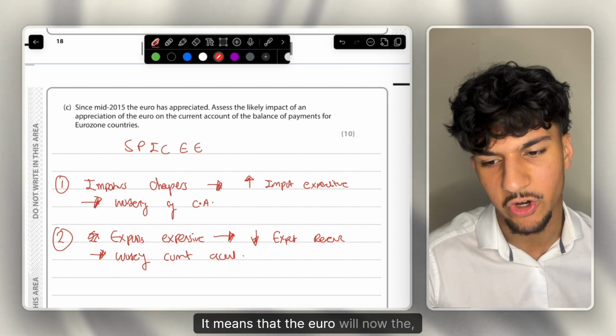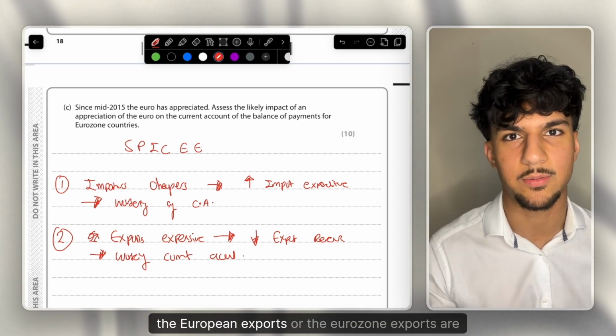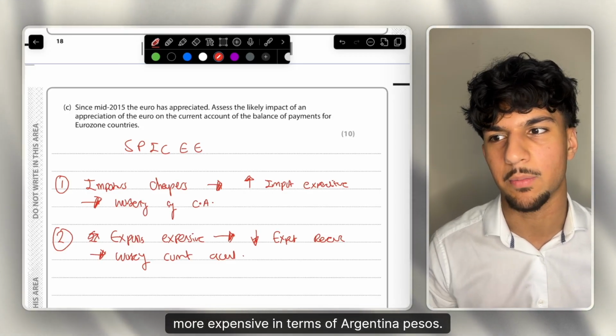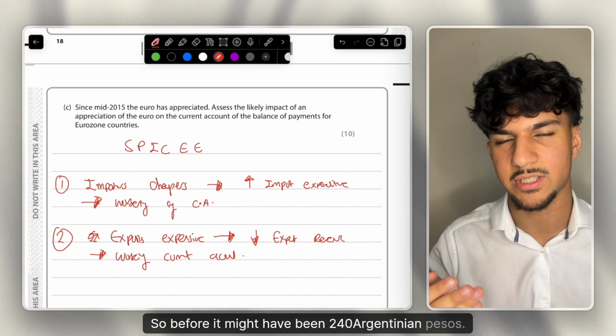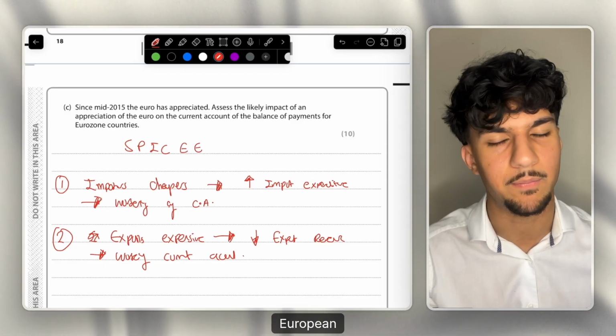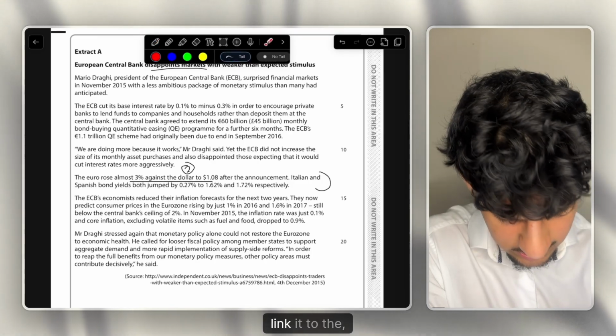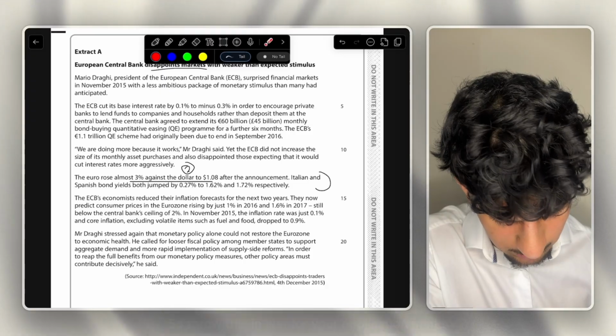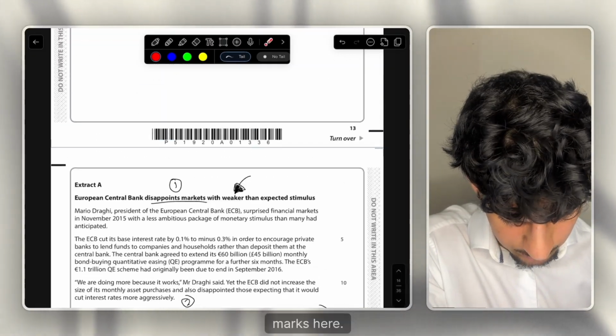It means that the European exports, or the Eurozone exports, are more expensive in terms of Argentinian pesos. So before it might have been 240 Argentinian pesos, and now, since the euro has appreciated, it's 250 Argentinian pesos. And of course, here link it to the extract, so throw this in just for your application marks, because remember, there are still 2 application marks here. You do need to pick them up.